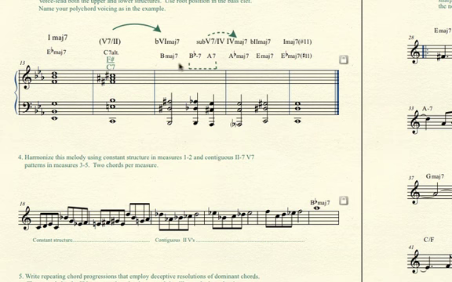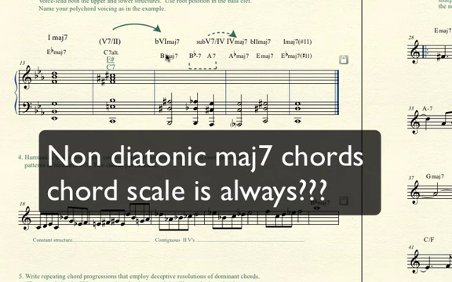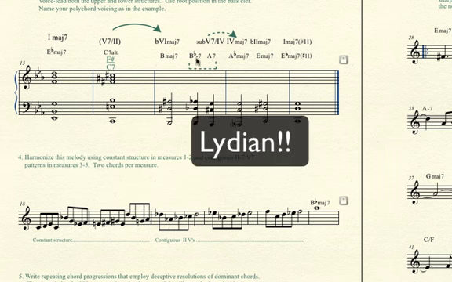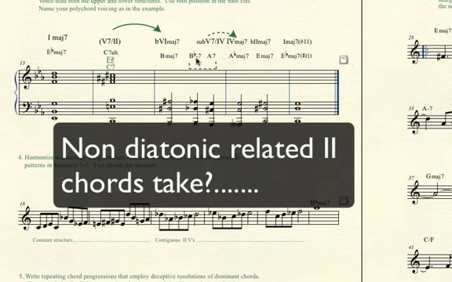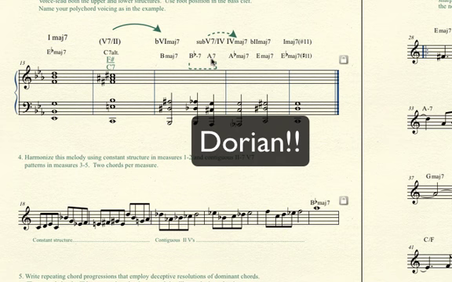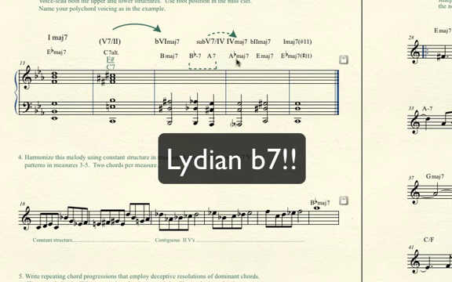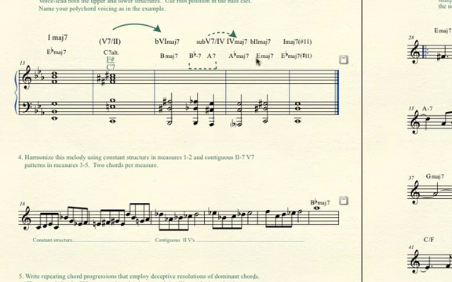Okay, now we can continue our creation of polychords. And at this point, because you have your analysis, you should know all your chord scales. That one tells you it's an altered scale. Non-diatonic major 7th chords always take, that's right, Lydian. Non-diatonic related 2 chords always take Dorian. Sub 5s always take Lydian flat 7, 4 chord Lydian. Non-diatonic major 7, flat 2 major 7, Lydian. And even the last 1 chord is a Lydian chord.